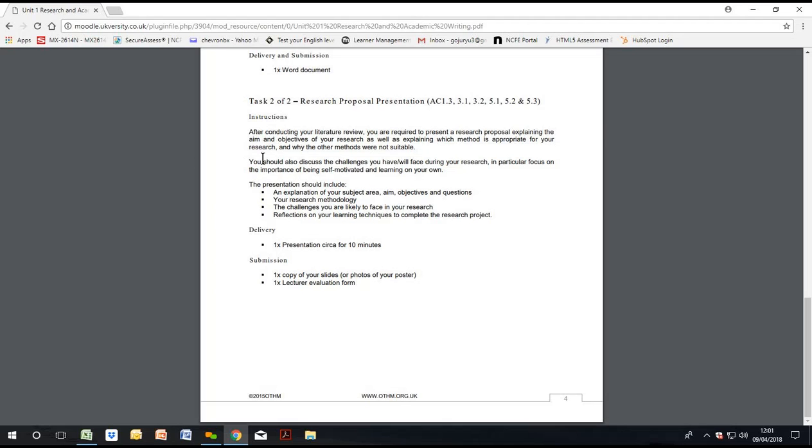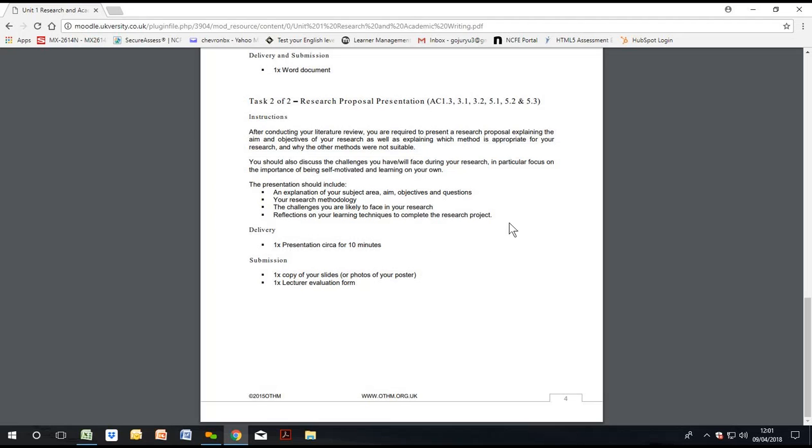The challenges you're going to have when you're doing your research, in particular, focus on the importance of being self-motivated and learning on your own, which is what this unit is about. It's self-motivation and learning on your own. I will give you support, whatever you need, but you need to then do a presentation in the second part.